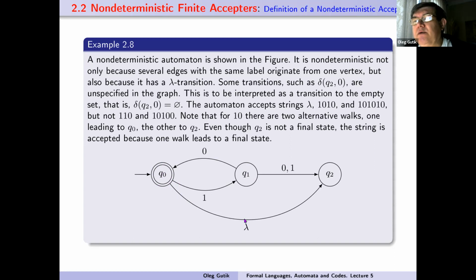Also here we have a label edge, which is labeled by the empty word. And here we have an edge which is labeled by 0 or 1.